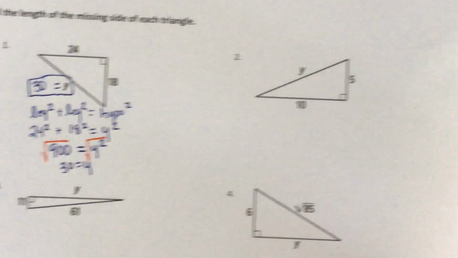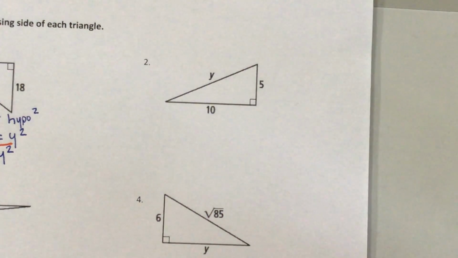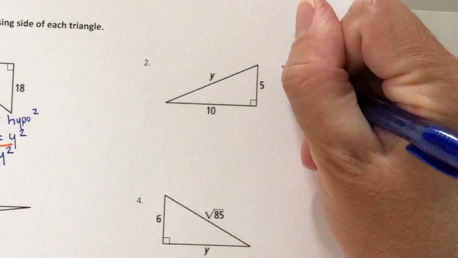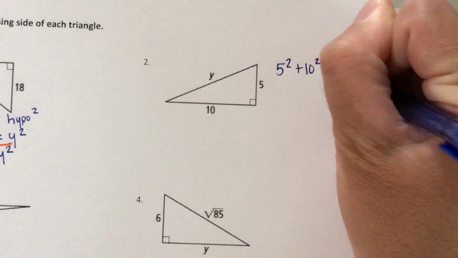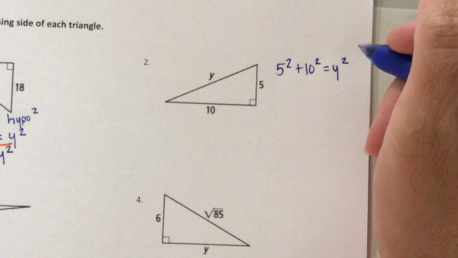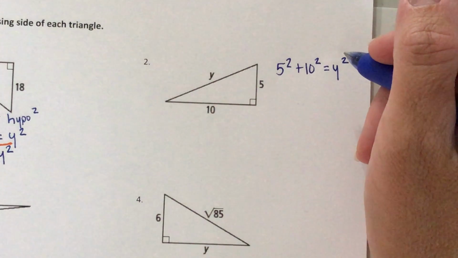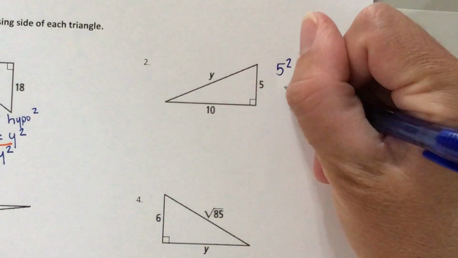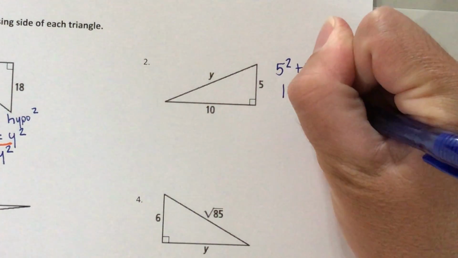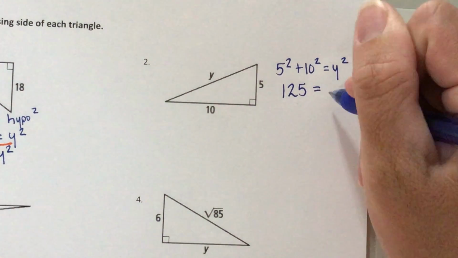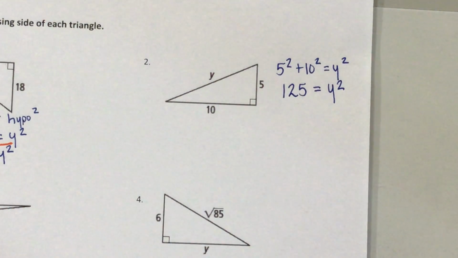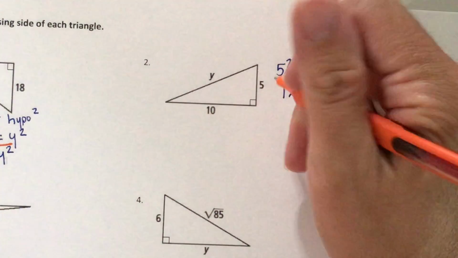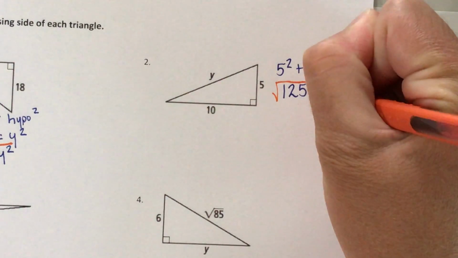Okay, and number 2, again, we're looking for the hypotenuse here. So 5 squared plus 10 squared is equal to y squared. 10 squared is 100, 5 squared is 25. You add the two together and you get 125 is equal to y squared. 125 is not a perfect square, so we're going to have to break it down.